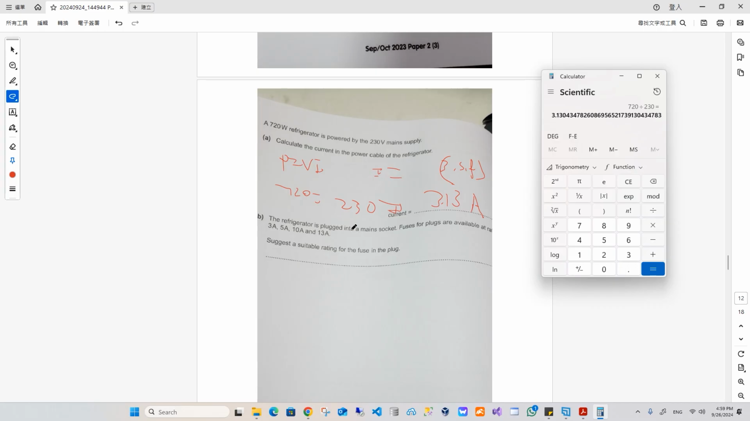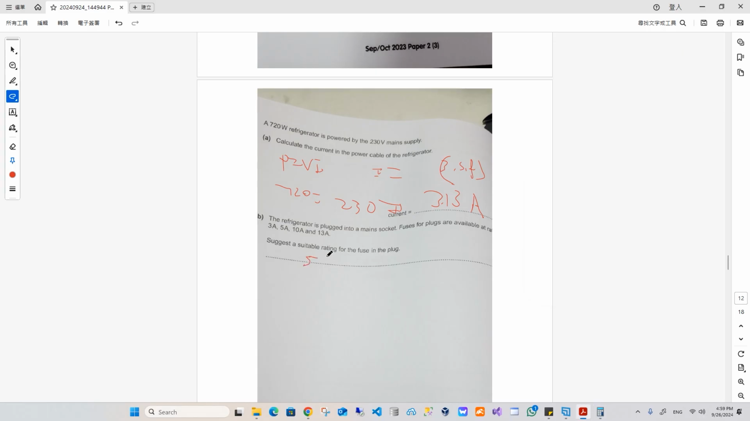The refrigerator is plugged into the main socket. What fuse rating is suggested for the plug? It will be 5 ampere. Even though you calculate exactly 3 ampere, do not use a 3 ampere fuse, because that is the exact value at which it will blow. If it works properly at 3 ampere and you use a 3 ampere fuse, the fuse blows already.